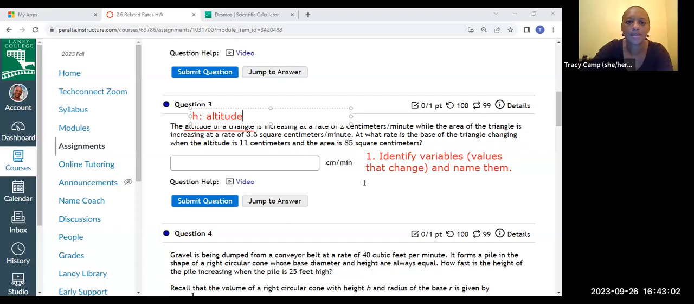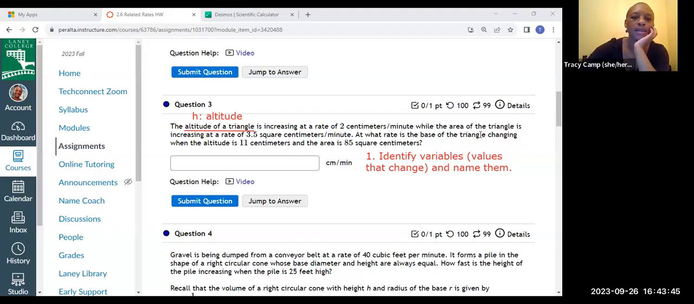What else? I'm looking for my variables. The altitude of the triangle is increasing at a rate of 2 centimeters per minute, while the area of the triangle is increasing. This is how we know these values are changing, right? The altitude is increasing, they tell us. So I'm calling that H for height. You can call it A if you want. I just decided to call it H for height because I know I'm going to be using the formula for the area of a triangle in a minute, which is 1/2 base times height. So that's why I called it H.